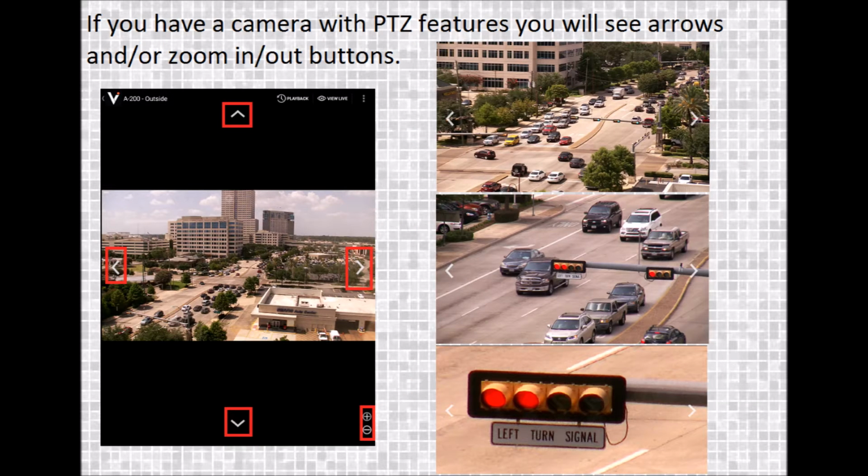If you have a camera with PTZ features, you will see arrows for panning and tilting or zoom in and out buttons.